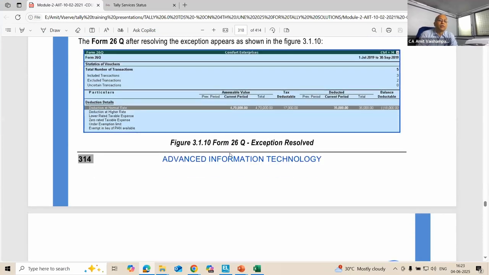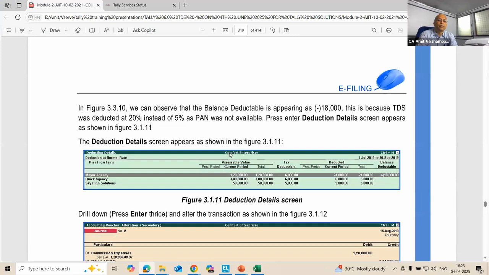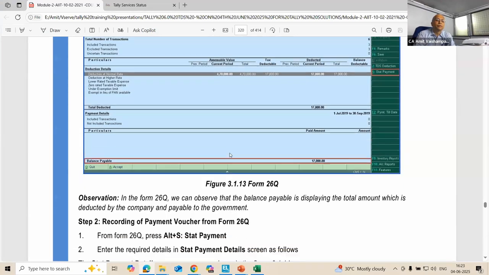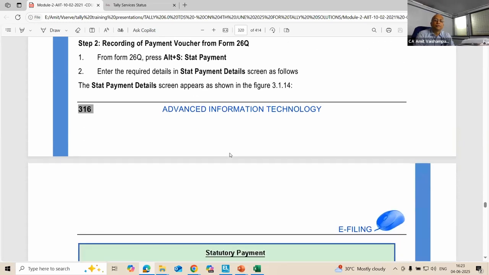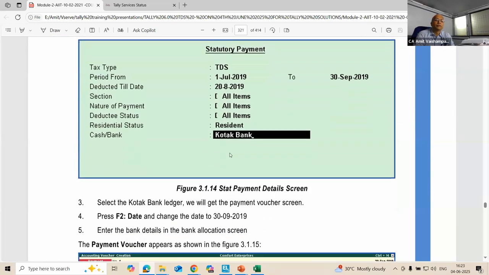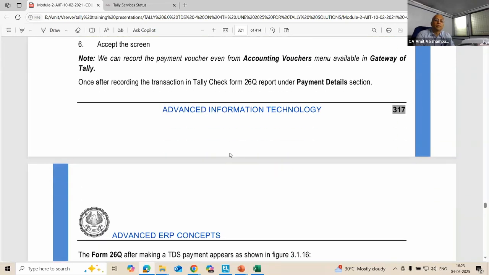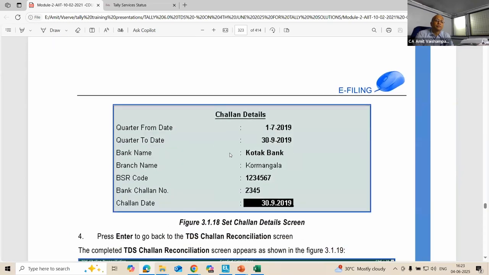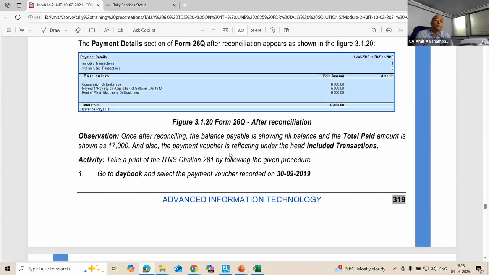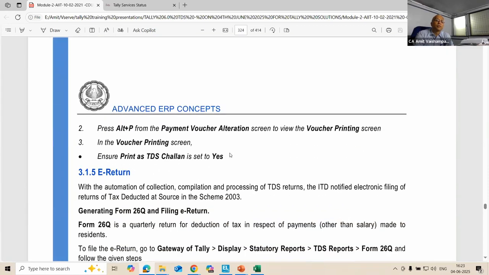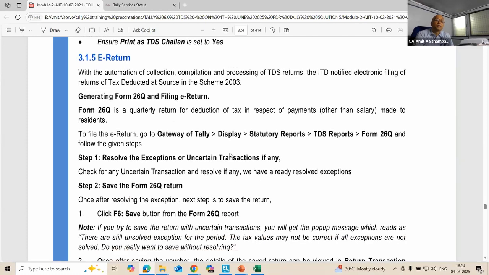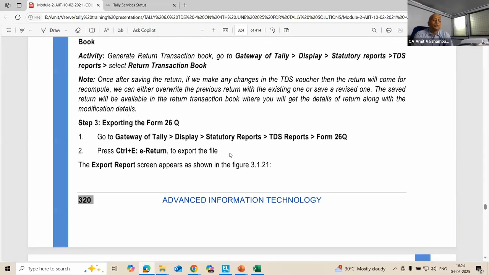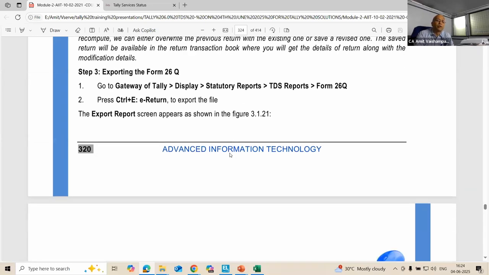It's an uncertain transaction. This is 26Q. This is payment of TDS. This is the challan reconciliation part. This is how the e-return is generated. These screenshots etc. are from Tally ERP 9. So it is a little older version of the case study, but it still operates on TallyPrime as well.